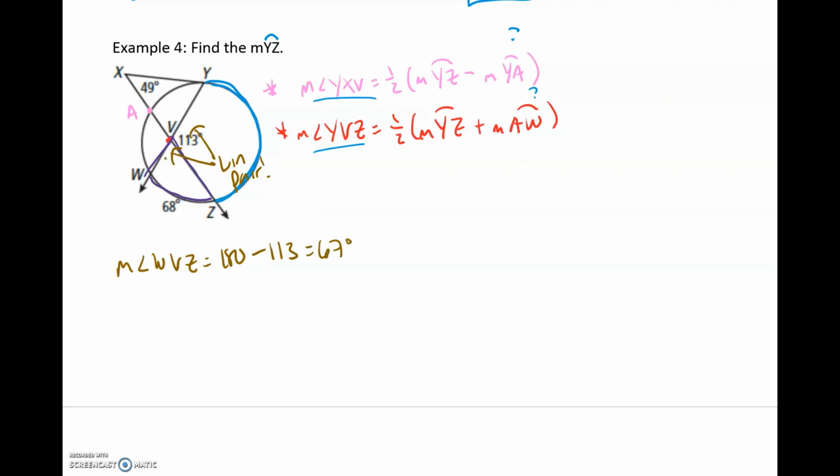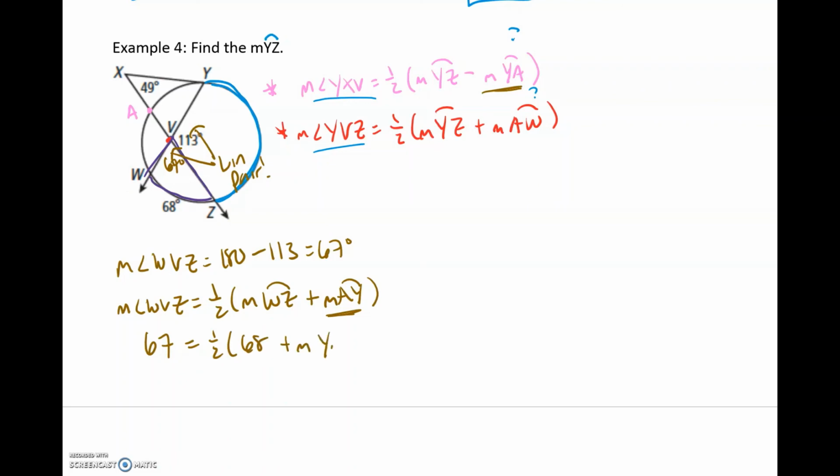Because if this angle right here is 67 degrees, I can look at that interior angle, right? It's not at the center, but it's on the inside, and say, hey, the measure of angle WVZ happens to be 1/2 the sum of the two intercepted arcs, which are WZ and AY. And look, AY, YA, same thing. That's what I want. And I happen to know this angle WVZ is 67. The problem tells me arc WZ is 68. So I'll just call this YA to be consistent. And I can find my one missing piece of information to help me get to the arc YZ.